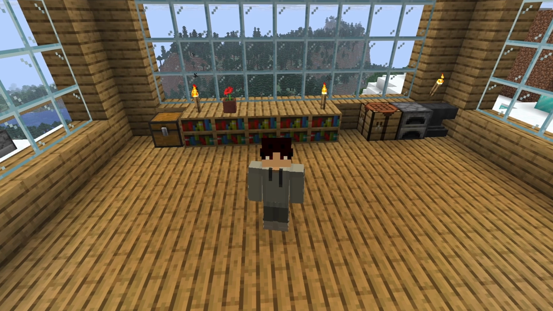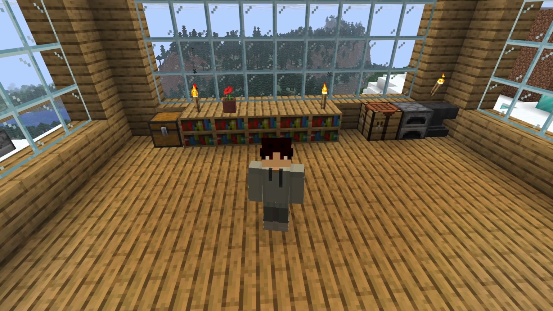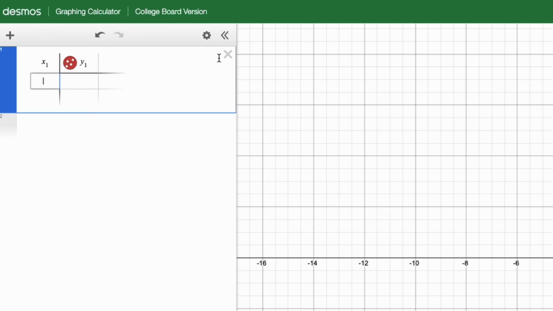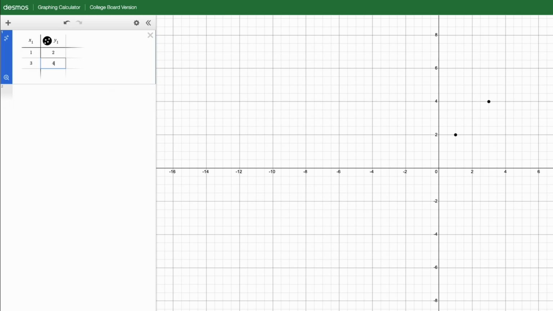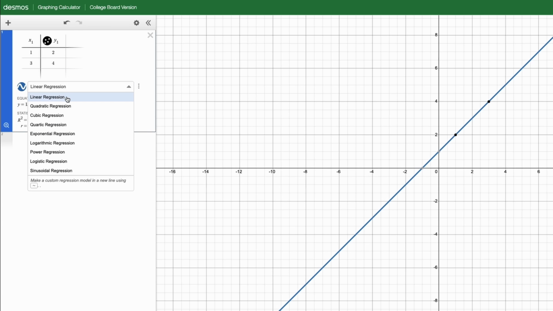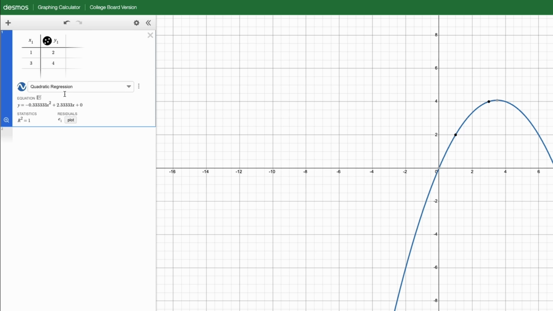Table regression. Anytime you see points, and I mean anytime, you use a table. You just type table or hit plus in table and put your points in. Then there's an add regression button that fits a line, a quadratic, or an exponential right through those points.